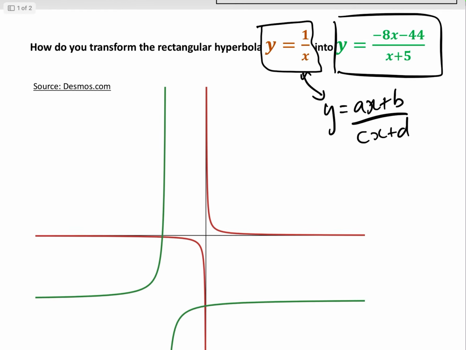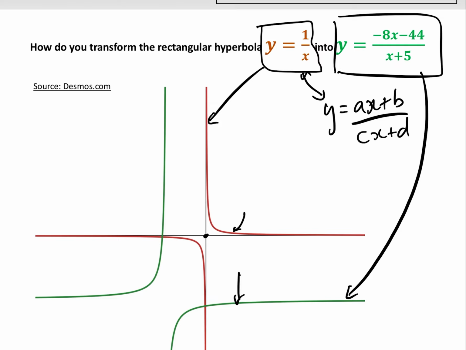So what we've got here, just looking at it on the graph, source desmos.com, this is y equals 1 over x, here is the origin, and this green graph here is the graph y equals (-8x - 44) over (x + 5). And what we have got to do is give the steps for how the brown graph, y equals 1 over x, is transformed into the green graph.